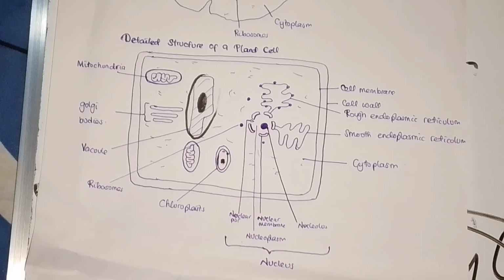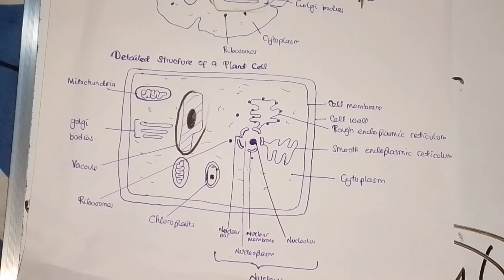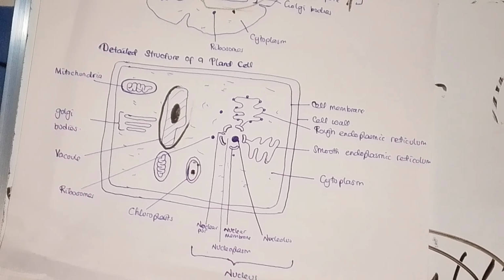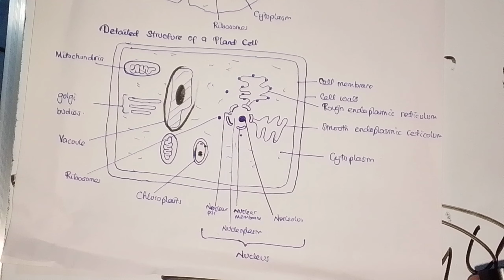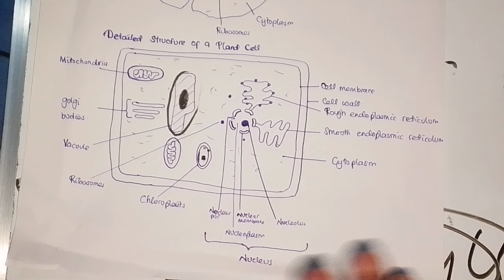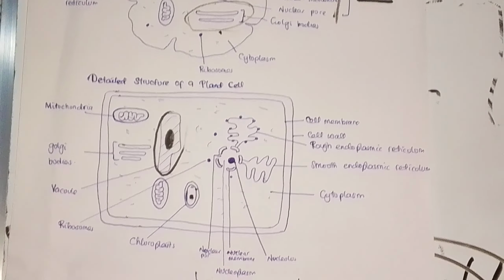And then the next time we meet again, we're going to look at specialization of cells, where we're going to look at different types of cells, and then we'll also answer past paper questions, and then we're going to say bye bye to the first topic.